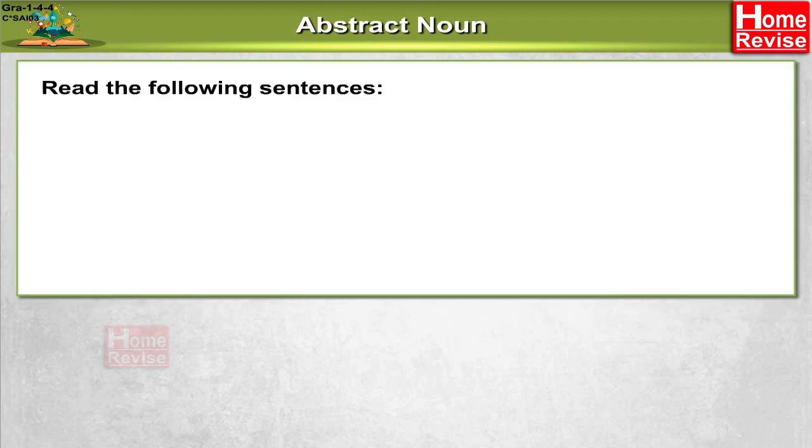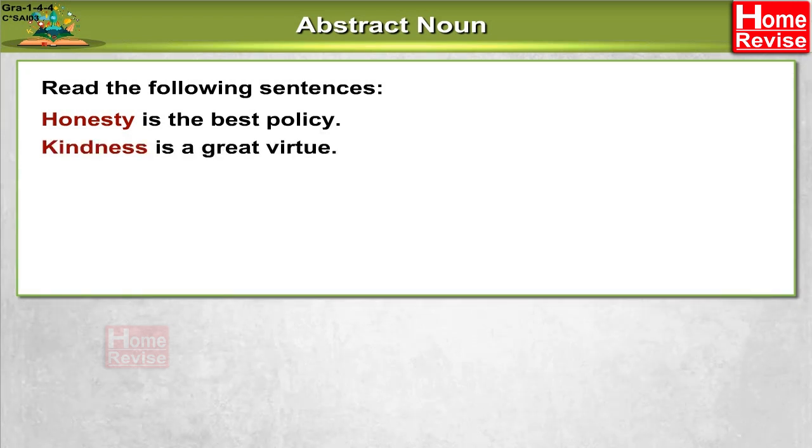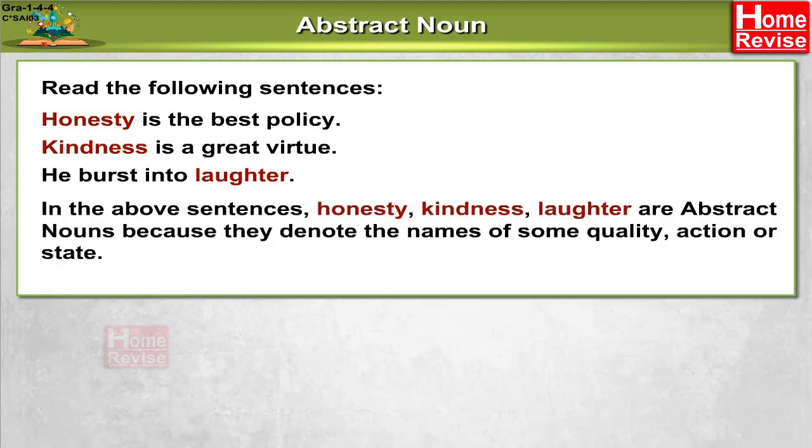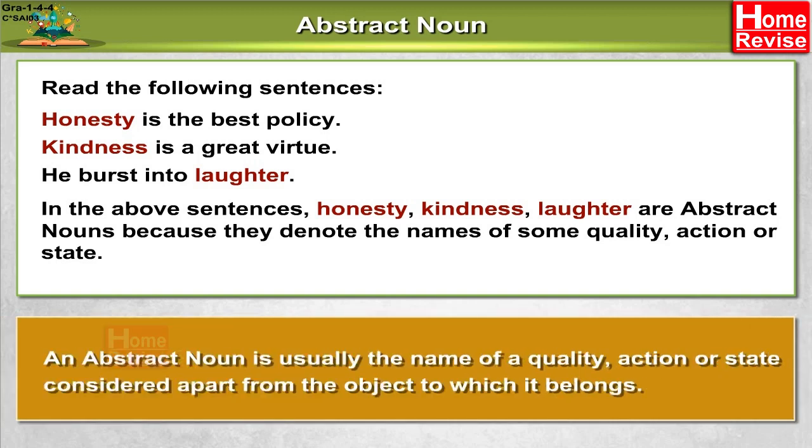Abstract noun. Read the following sentences. Honesty is the best policy. Kindness is a great virtue. He burst into laughter. In the above sentences, honesty, kindness, laughter are abstract nouns because they denote the names of some quality, action, or state. An abstract noun is usually the name of a quality, action, or state considered apart from the object to which it belongs. Wren and Martin.